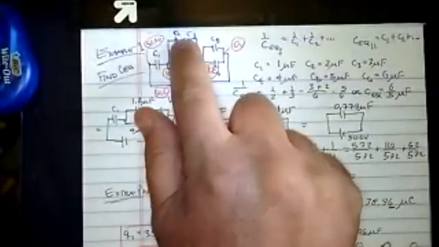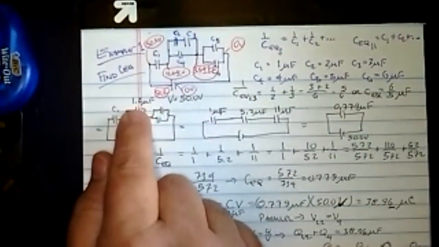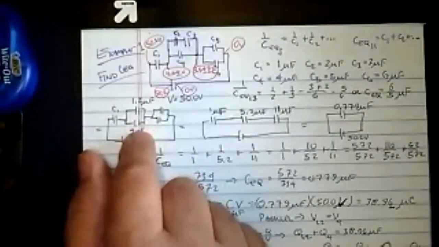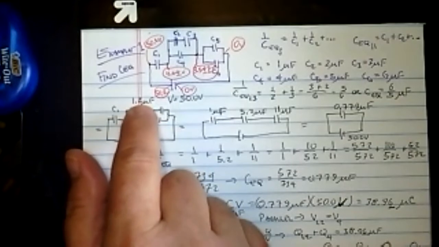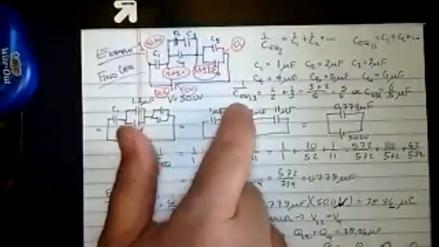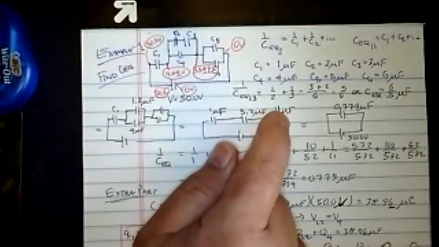So I then replaced that guy with a 1.2 microfarad capacitor. That's what I see here. Now I have 2 in parallel, a 1.2 and a 4, and I have 2 others in parallel, a 5 and a 6. So all you have to do when they're in parallel is just add them. So 4 plus 1.2 gave me 5.2, and 5 plus 6 gave me 11. So that's where that came out.